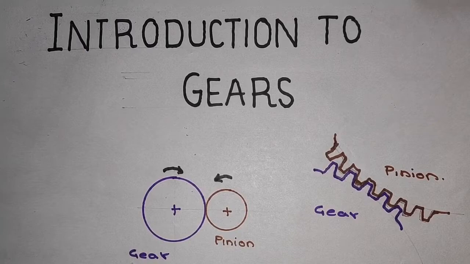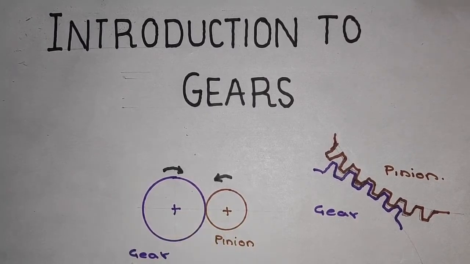So the definition is, it is defined as a machine element used to transmit motion and power between two rotating shafts by means of progressive engagement. So that is the definition of gears.